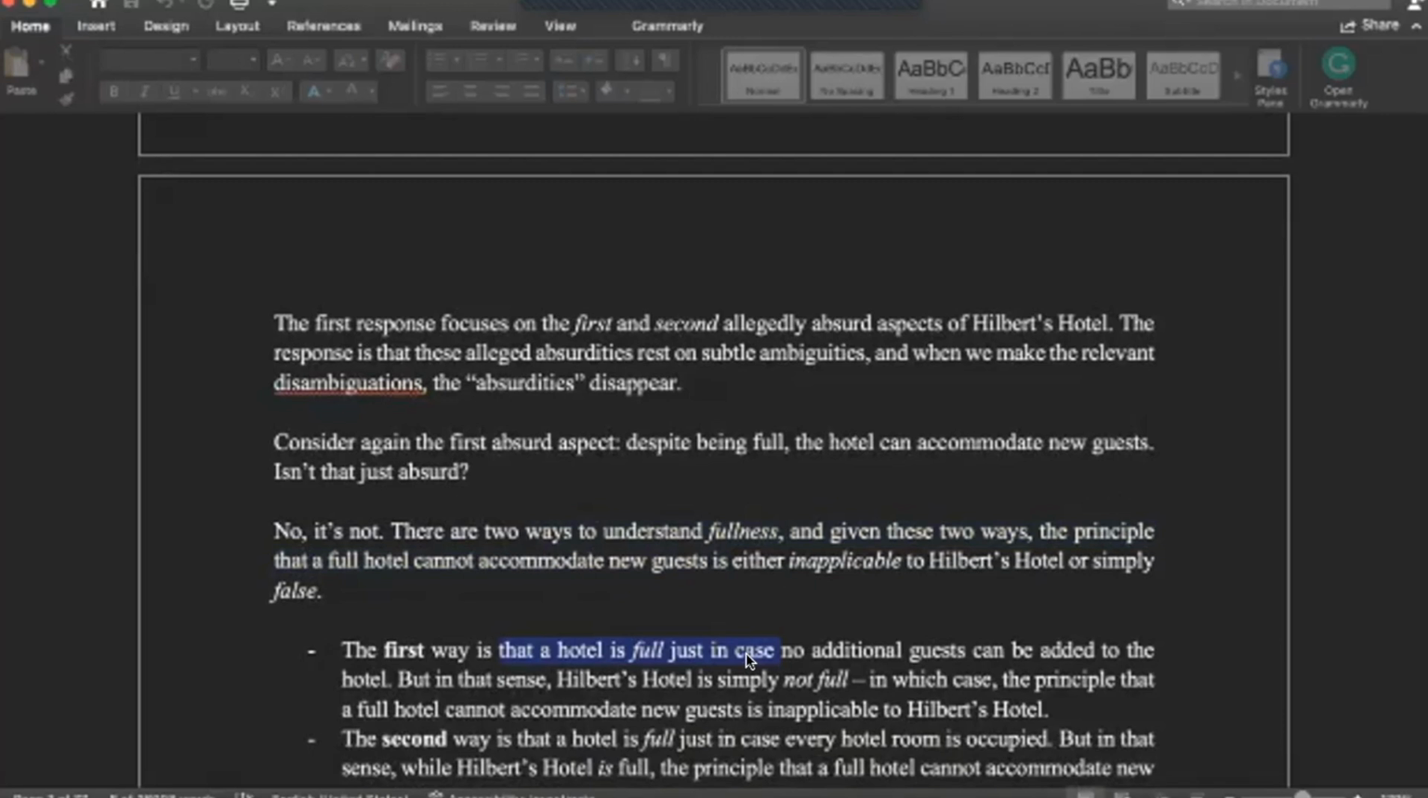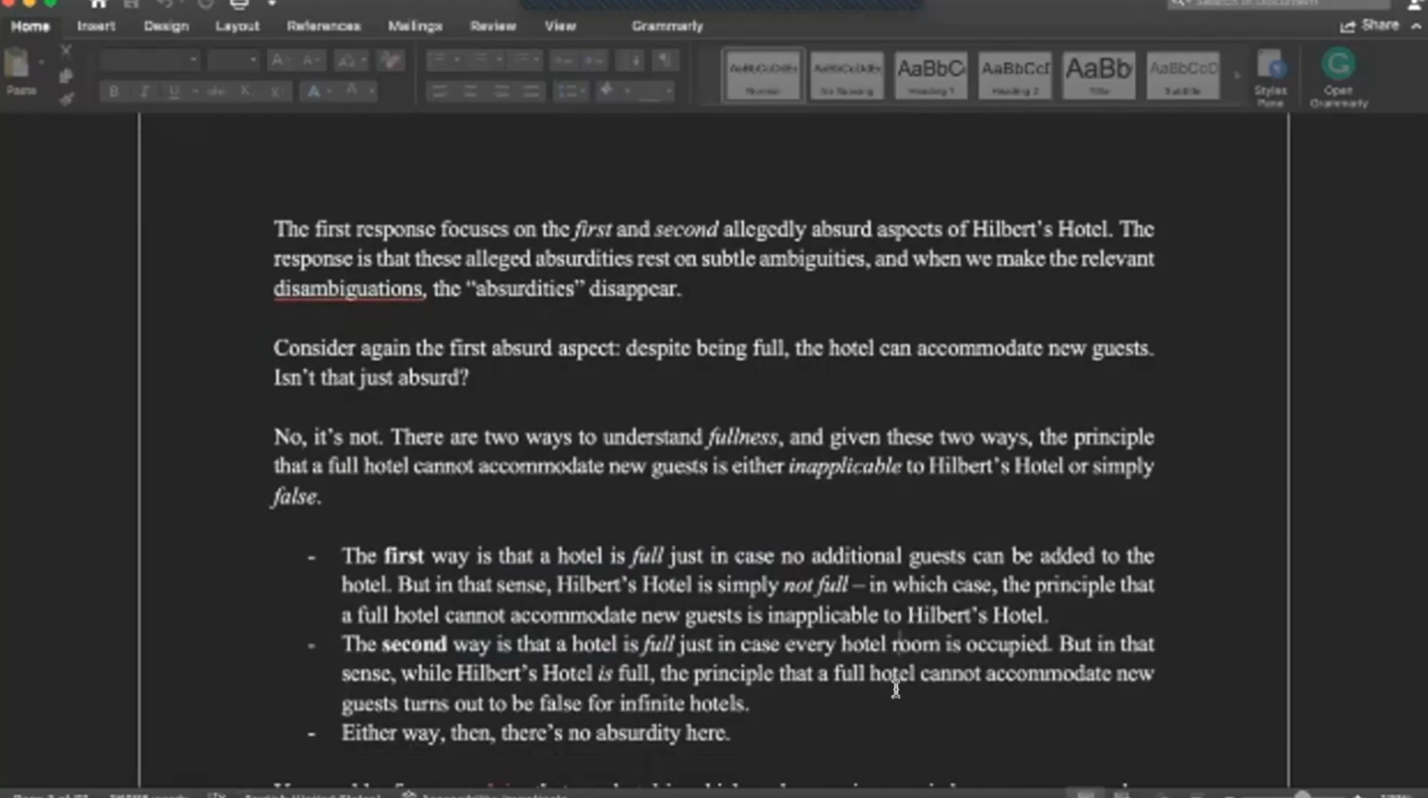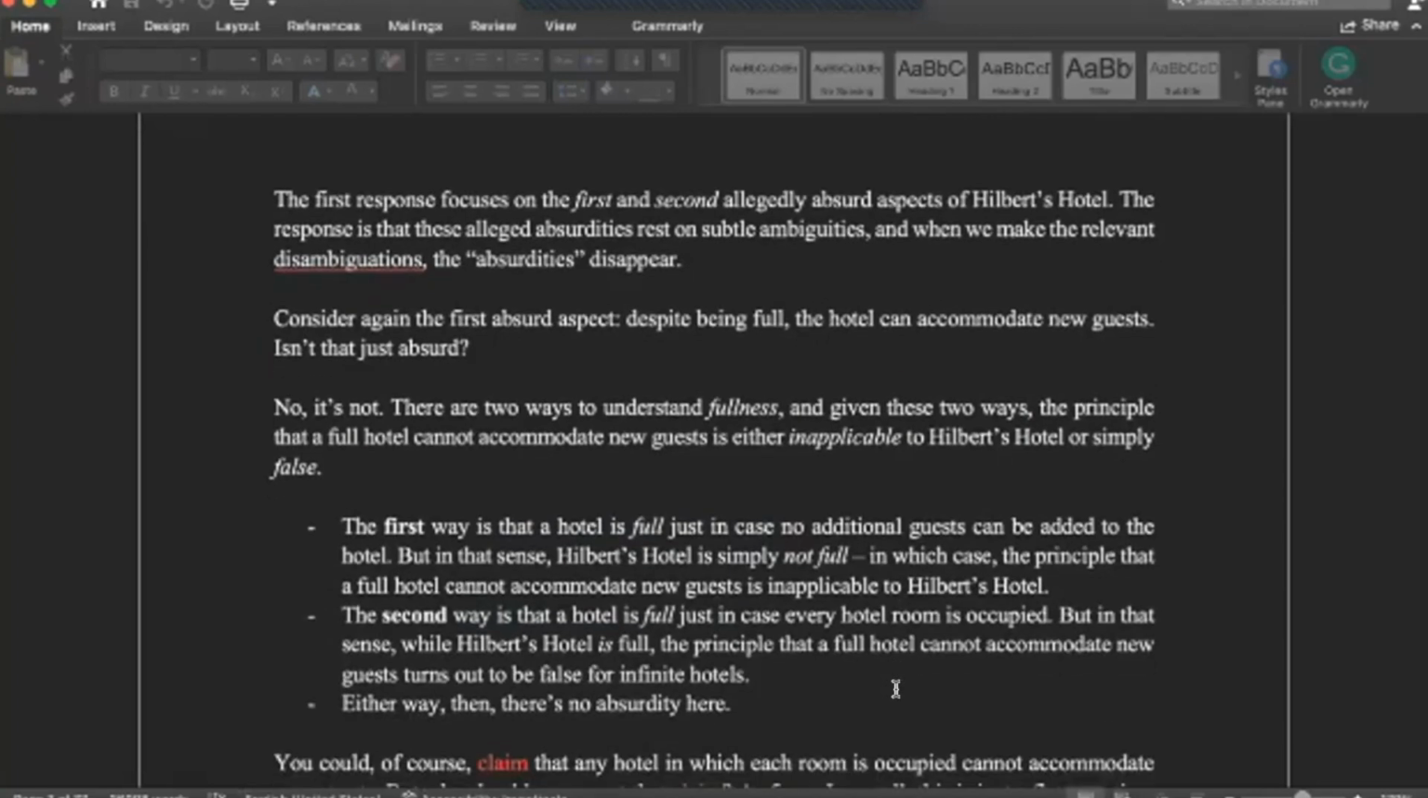In which case, the principle that a full hotel cannot accommodate new guests is just irrelevant to Hilbert's Hotel. It's inapplicable to it. The second way to understand fullness is that a hotel is full just in case every hotel room is occupied. But in that sense, while Hilbert's Hotel is full, the principle that a full hotel cannot accommodate new guests turns out to be false for infinite hotels. And so either way, there's really no absurdity here.